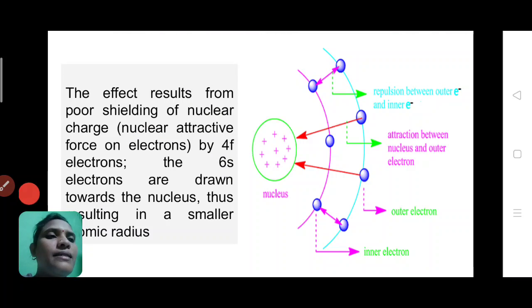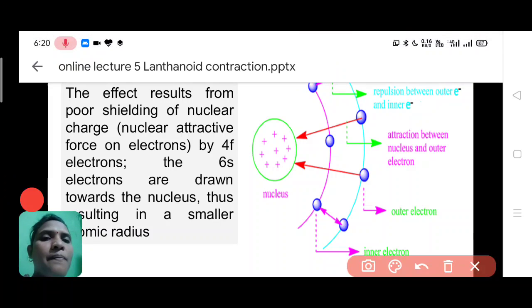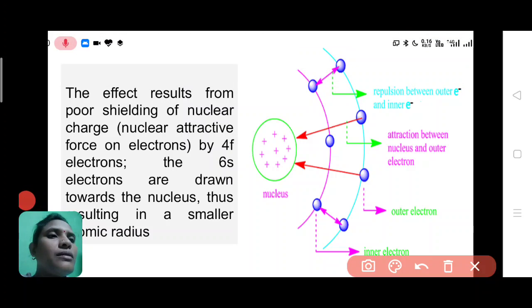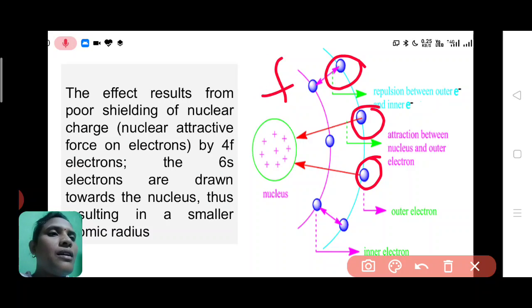So see, this is a picture showing again how the outer electrons get attracted to the nucleus. These are outer electrons, and this inner shell is the F shell and the outer shell is the S shell. So the outer electrons are present in the S shell here, and the inner shell is F. F has a lower shielding effect.